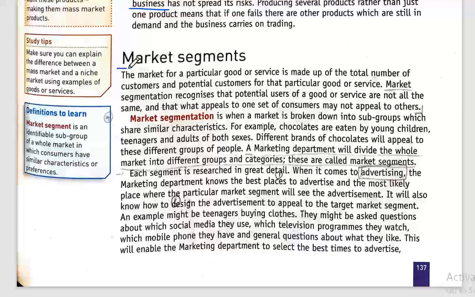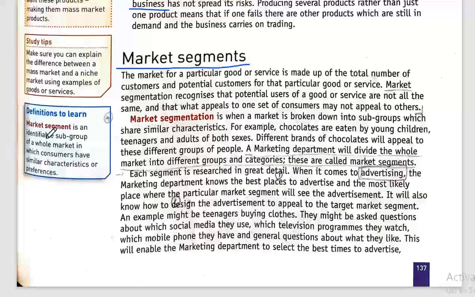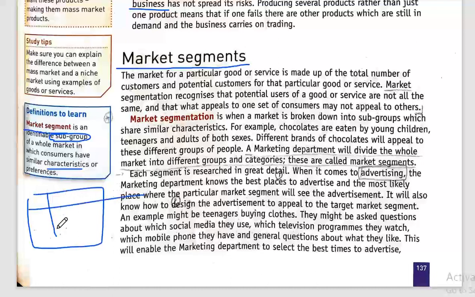Here we have market segments. So, what is meant by market segments? It's identifiable subgroups of a whole market in which consumers have similar characteristics and preferences. So this is the whole market. Now I'm just segmenting them into subgroups, and each group over here has similar characteristics or preferences. So I put them into a group all together over here.